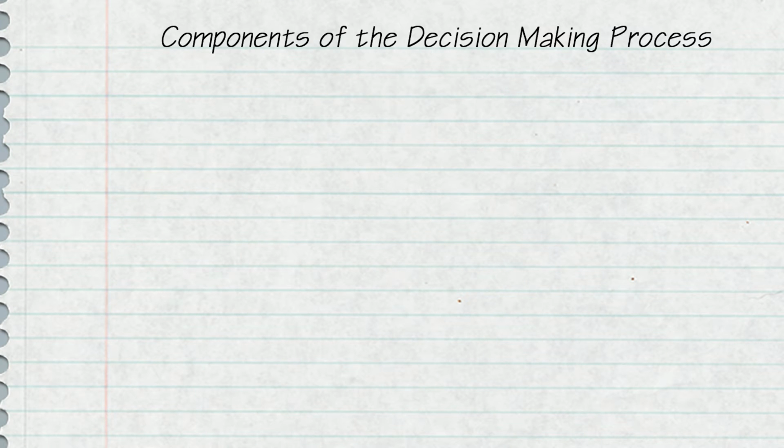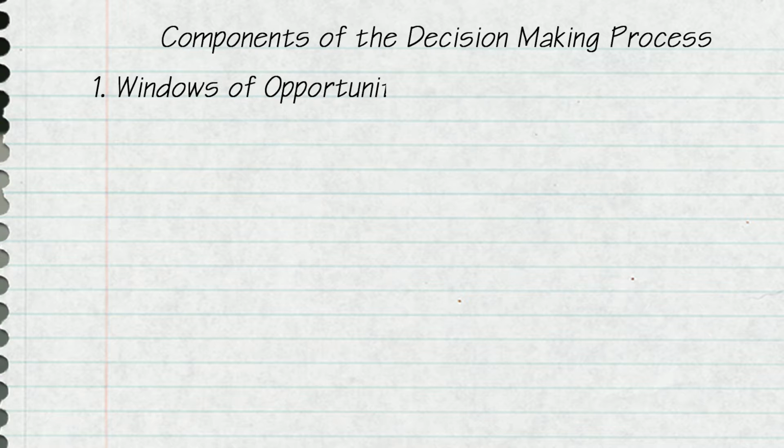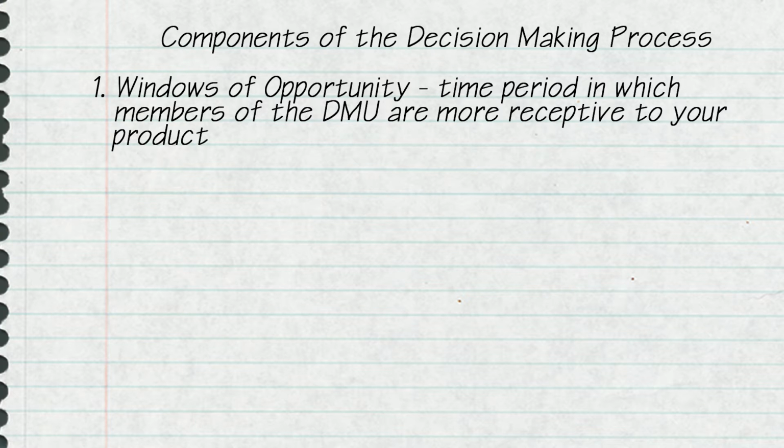Now we're going to break down the components of the decision-making process. So let me start by talking about windows of opportunity. The window of opportunity is that time period in which your champion, your end user, your economic buyer are much more receptive to your product than they will be at other times.